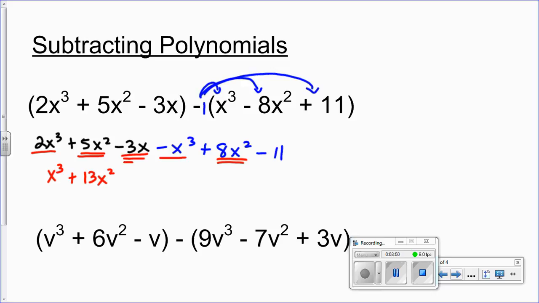Negative 3x. Oh, then I see that the 11 doesn't have an x. So that negative 3x does not have a like term. So I just bring it down. And then same thing with your negative 11. It just comes down.